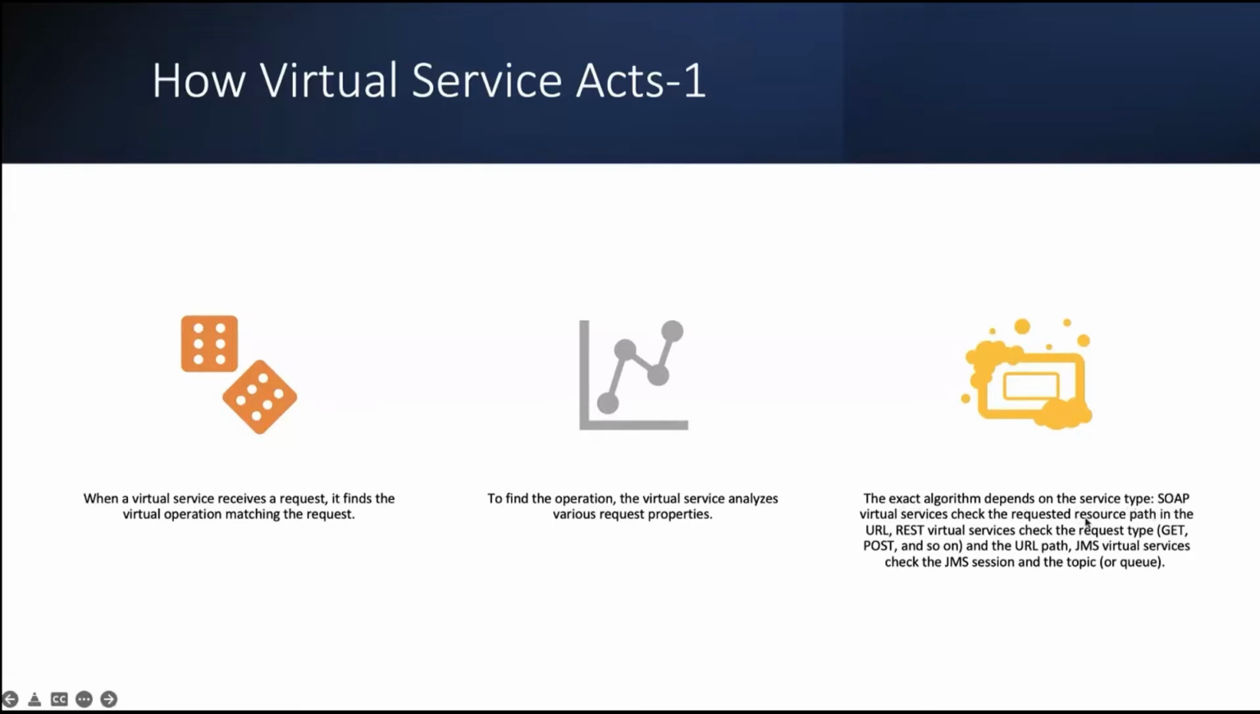Now check the requested resource path in the URL. A REST virtual service will check the request type, that is GET, POST or something, and the URL path. Yesterday we discussed URL pattern, that is nothing but the URL path. In case of JMS, it will check the JMS session and the destination, whether it is a topic or a queue. So the first thing is, when a virtual service receives a request, it will first identify the operation which it has to invoke from that particular service, and that is based on incoming request properties.